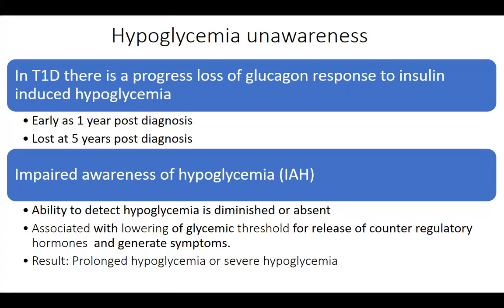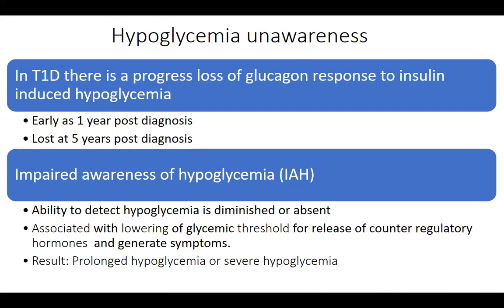So moving on, I'd like to talk about hypoglycemia unawareness. It happens very commonly in children who have had type 1 diabetes for a long time. In type 1 diabetes, there is usually a progressive loss of the glucagon response to insulin-induced hypoglycemia. It can happen as early as 1 year, but most of the time, the glucagon synthesis that breaks down glucose from the liver stops by about 5 years after diagnosis. That happens irrespective of what we do.